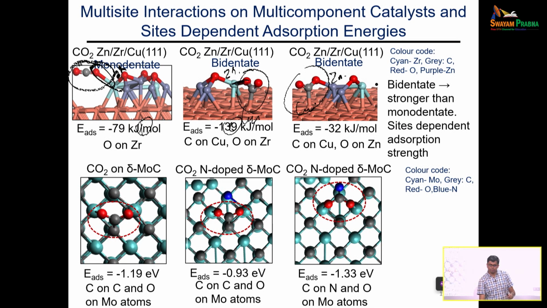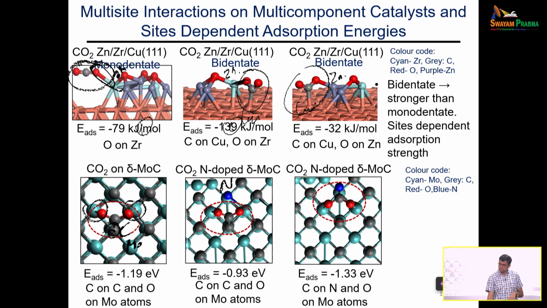This is another example of a very similar kind. These are all molybdenum atoms in cyan, and this is carbon in gray, and this is a nitrogen here in blue, and the red balls are oxygen. So this is a molybdenum carbide material. Here there are 3 points of contact actually. This is a top view. So there is 1 point of contact here, 1 here, and 1 here. This is the adsorption energy that you have.